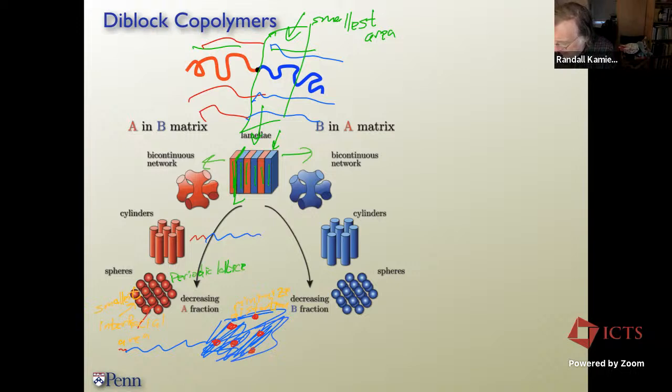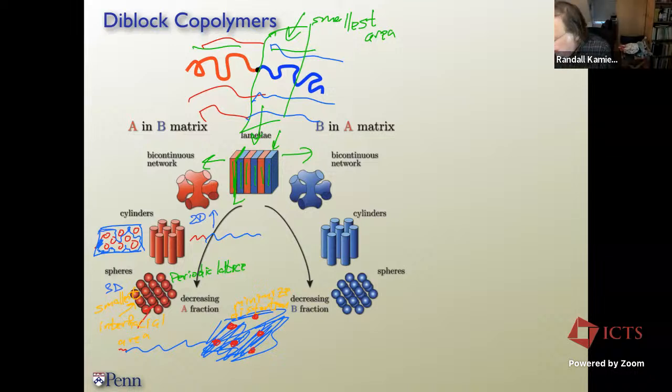Right? If I looked at it from the top, I would see a plane with red cylinders packing nicely, like so, with blue everywhere else. So if you like, this is sort of a two-dimensional structure. This is sort of a 2D structure that's then extended in the third direction. This is a real three-dimensional structure.